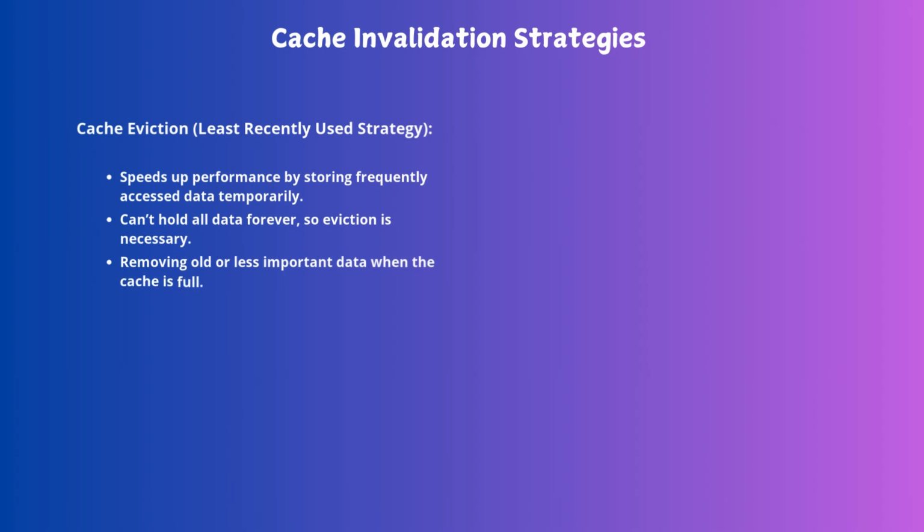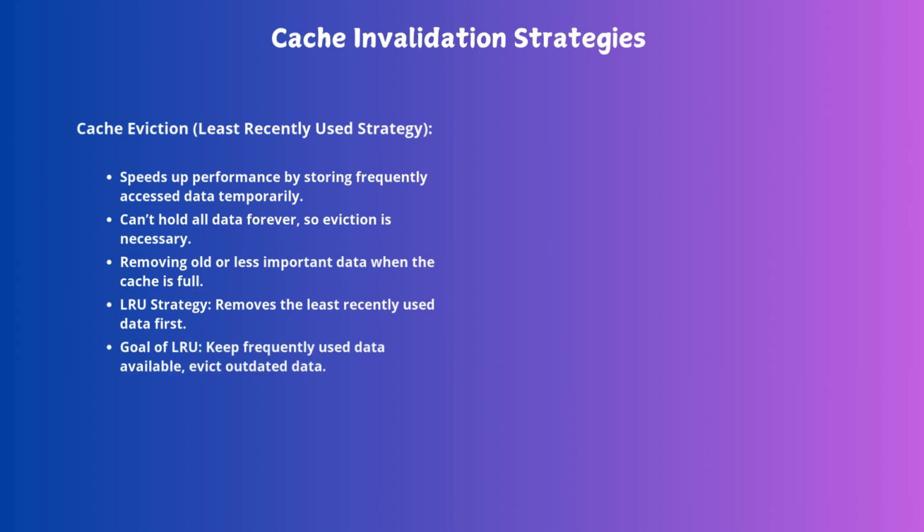Cache eviction means removing older or less important data from the cache to make room for fresh data. Different strategies are used to decide which data gets removed, and one of the most common methods is the least recently used, or LRU strategy. But what does LRU mean? LRU is a cache eviction strategy where the data that hasn't been accessed for the longest time is the first to be removed. The idea behind it is simple. If a piece of data hasn't been used in a while, it's less likely to be needed anytime soon, making it a safe candidate to be evicted from the cache.